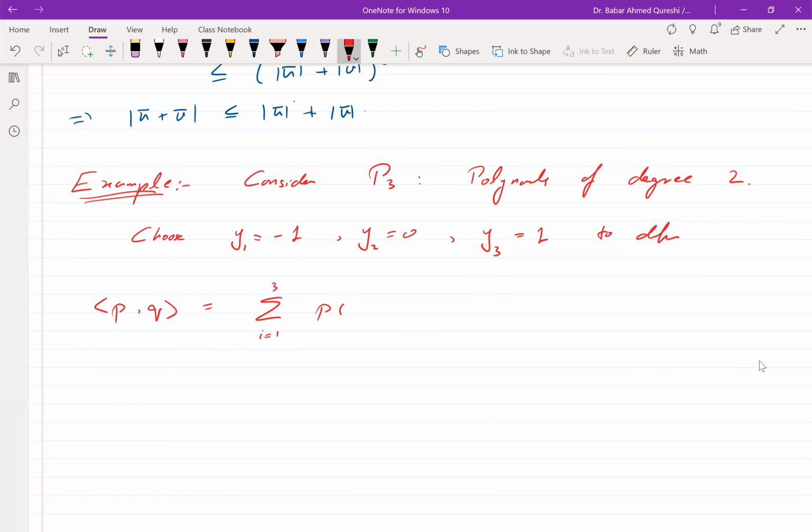The first polynomial evaluated at y1 times the second polynomial evaluated at y1, plus the first polynomial evaluated at y2 multiplied with the second polynomial evaluated at y2, and so on, and you just do the sum. So that's the definition of the scalar product.